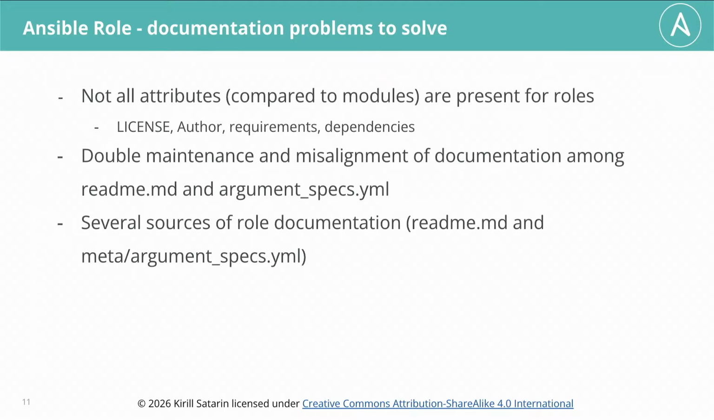So what problems are we actually trying to solve? First, not all the attributes are there, and I would like to put a few more attributes in the argument specification in order to render them. And of course I don't want to maintain a separate readme if I'm putting all the documentation in the argument specification file, thus releasing myself of managing the readme file and having only one single source for role documentation.